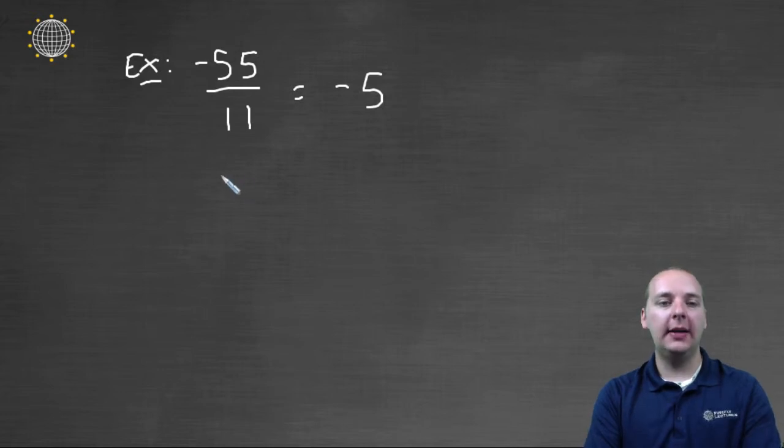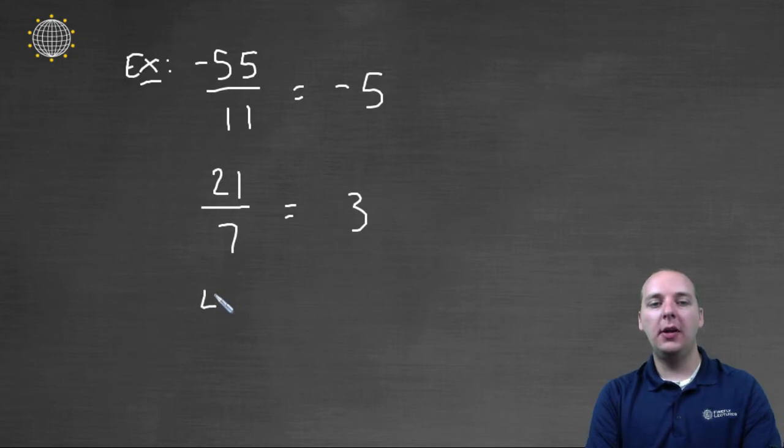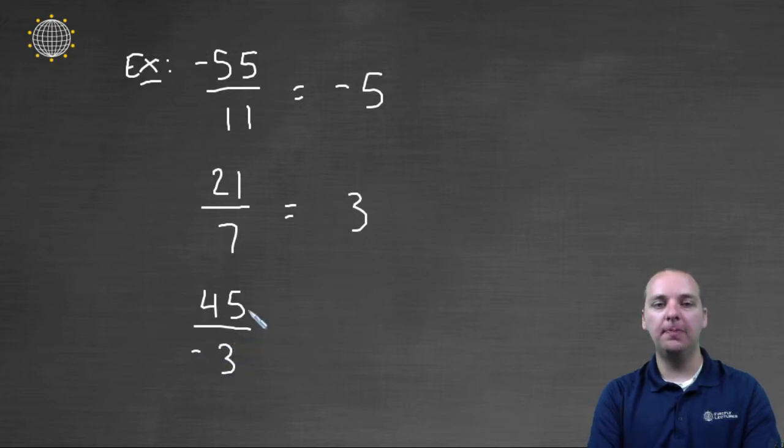So that's how you handle the sign at the end. All right, let's say we had 21 divided by 7. These are both positive, and I know 21 divided by 7 is 3, and this will be a positive 3. Let's say I had 45 divided by negative 3, for example. Well, 45 divided by 3, if you can do this in your head, you may know that this is 15. And this answer will be negative because you have a positive divided by a negative. But let's say, for example, you did not know that 45 divided by 3 was 15.